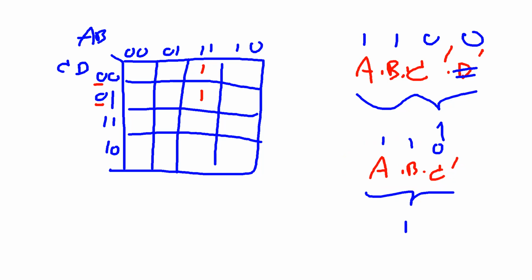Now if I remove one more variable, for example, I remove A, then it becomes BC prime. This term will be 1 when B is 1, C is 0. B is 1 here and here, right? C is 0 here. So it's these 4 cells. It covers these 4 cells for this term. Okay, and if I remove one more, I remove C prime, then this term B will be 1 when B is 1, right? So it covers these 8 cells.